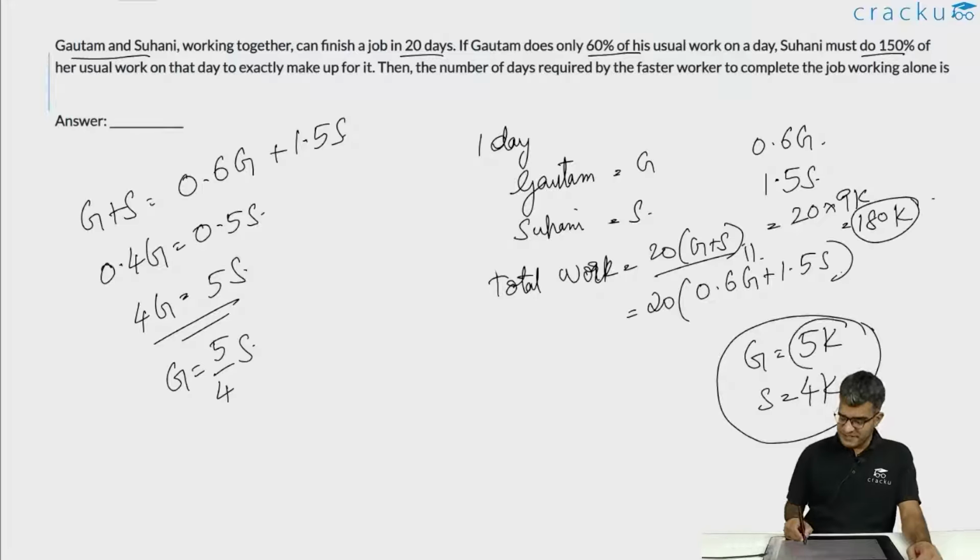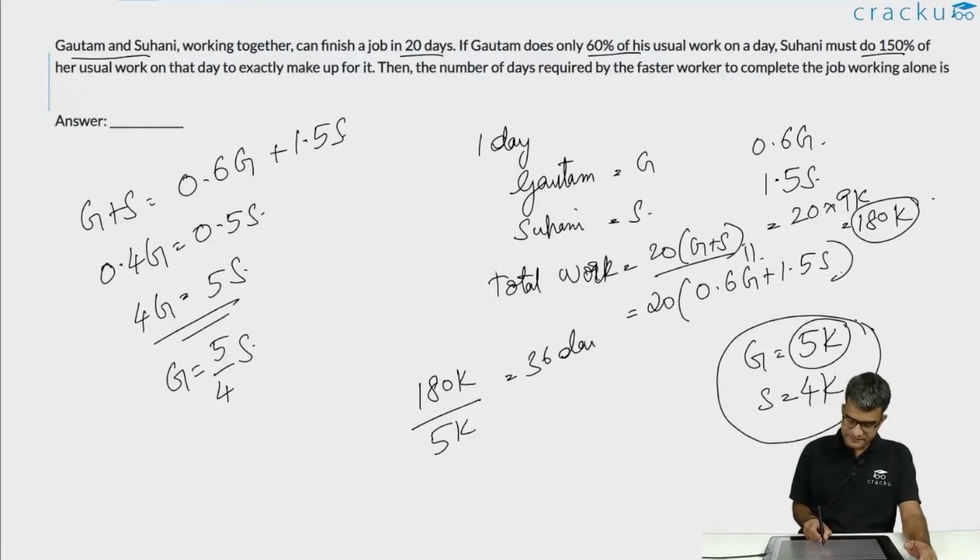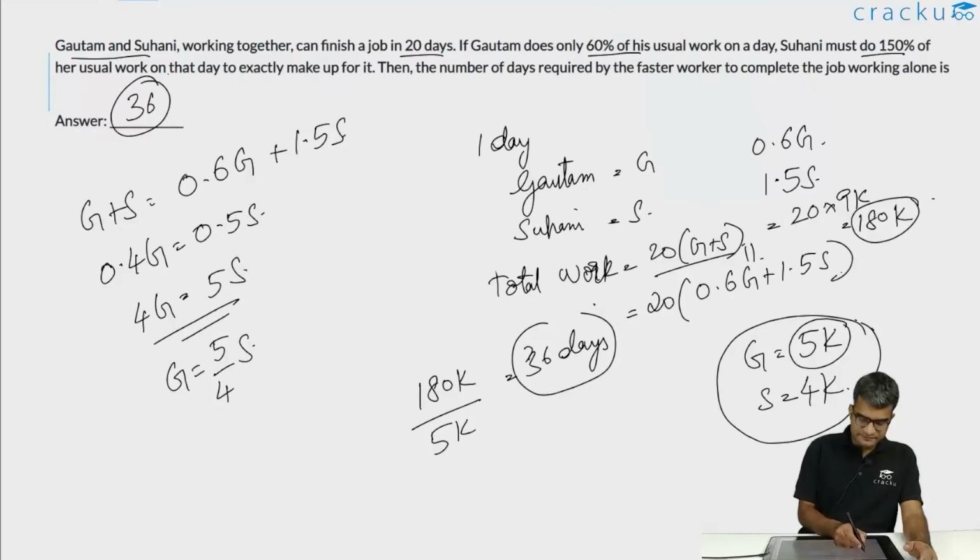The faster person does 5k units of work every day. So the number of days that person is going to take, which is Gautam, will be 180k divided by 5k, which is equal to 36 days. So the answer for this question is 36.